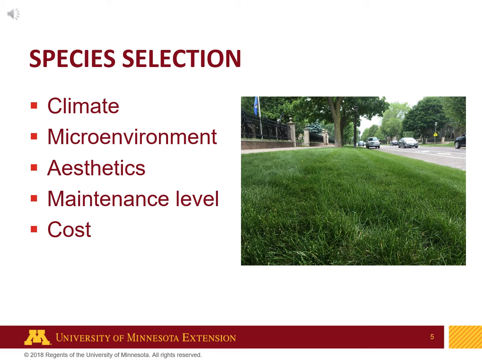Some roadsides have higher expectations for aesthetics. For instance, a strip of roadside turf in front of the Minnesota Governor's Mansion, as seen here, will need to meet higher expectations for aesthetics than a grass area along a street in a heavy industrial area. Maintenance level is also important. Some species, such as the fine fescues, are better suited for low-maintenance situations. Finally, cost is always a consideration. Unfortunately, most of the better turf grasses are going to cost more than the poor-performing types.